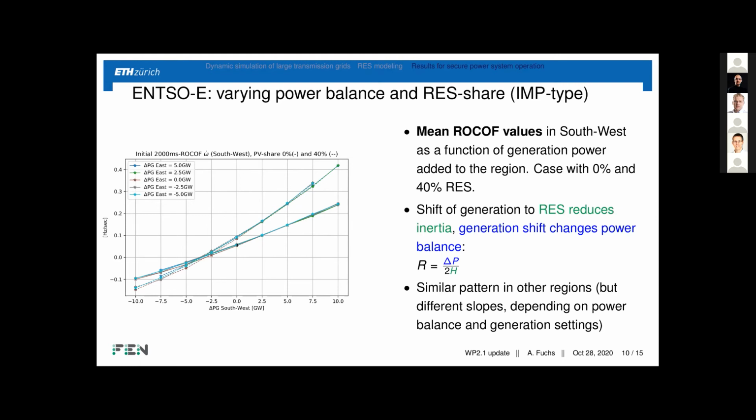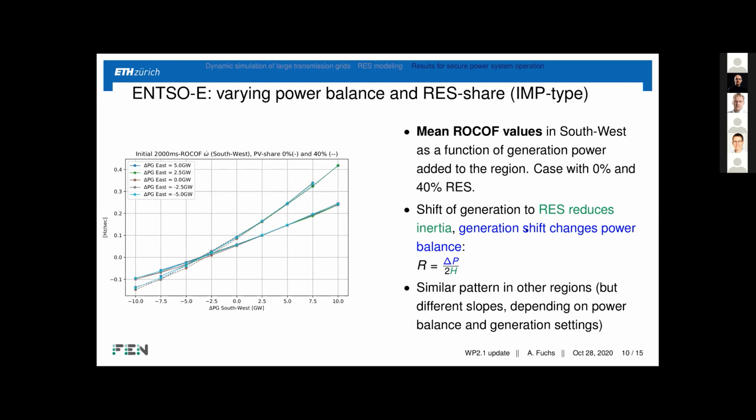In this case it will go from about 0.05 hertz per second to 0.25 hertz per second when I add 10 gigawatts of production in the area and keep the load the same after the system split occurs. And the slope of this almost linear behavior increases if you have additional renewable energy in the system coming from converters. It very nicely relates to the simplified swing equation you have in the system.